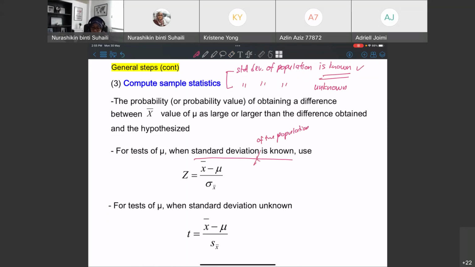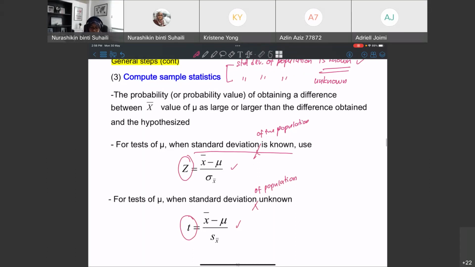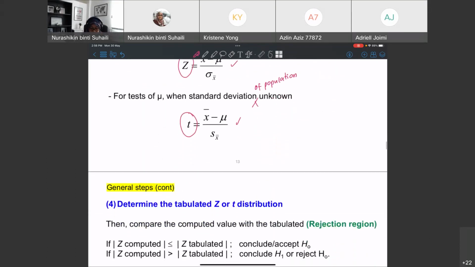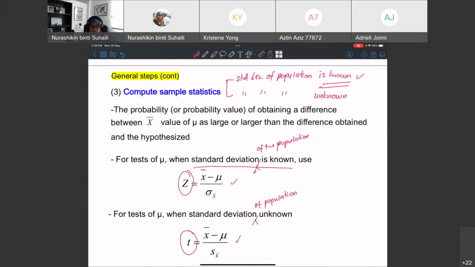The standard deviation of the population is known, so you use Z. When it is unknown, we use T. The formula is this one, the formula that we have used before in a previous topic. So this is step number 3, where we compute the sample statistics, meaning later I'll show how we actually compute the Z and T values.